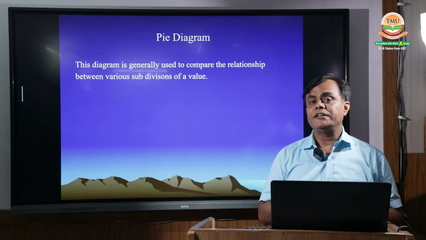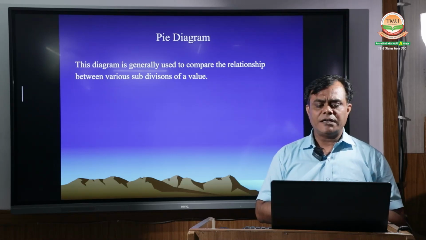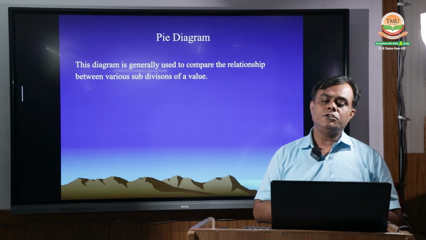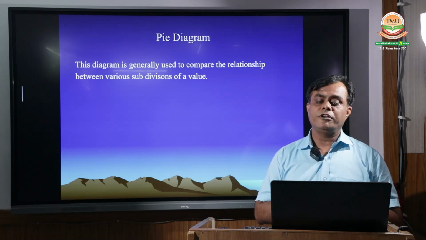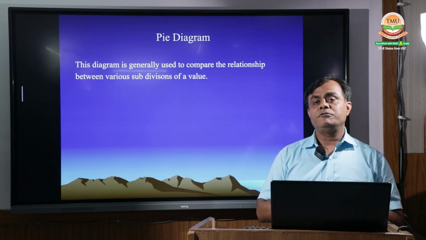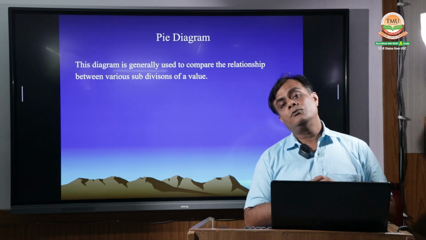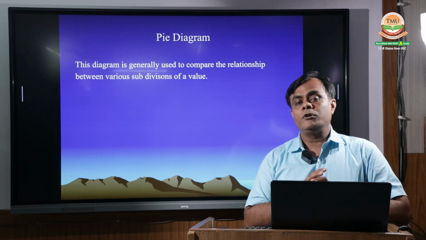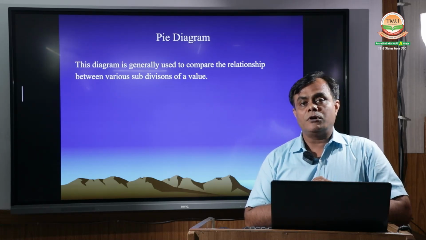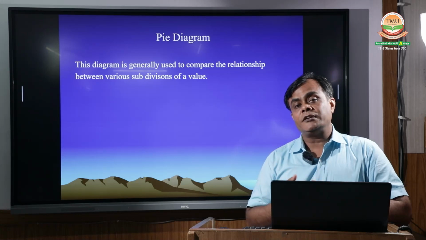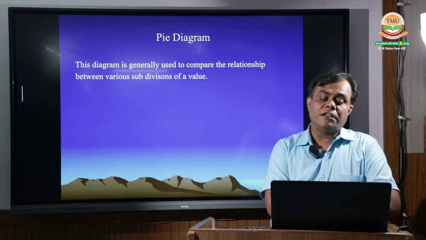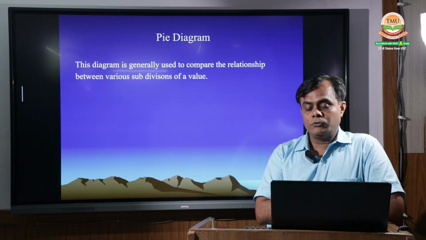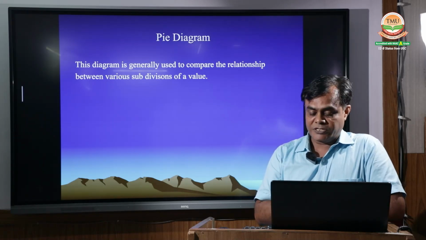Next is the pie diagram. The pie diagram is also part of the circle diagram. This diagram is generally used to compare the relation between the various subdivisions of a value. So if you want to subdivide the value and give a very good picture of that value, and create understanding in a better manner, the pie diagram is a very appropriate way to present the information.